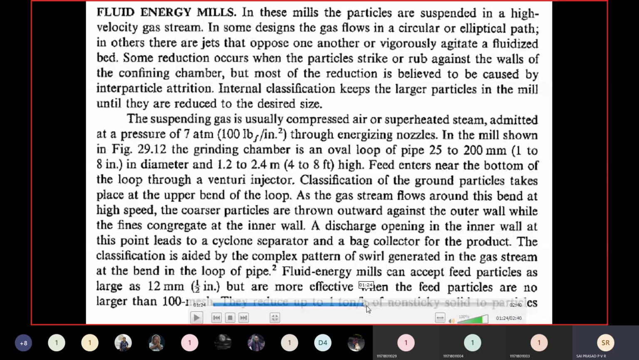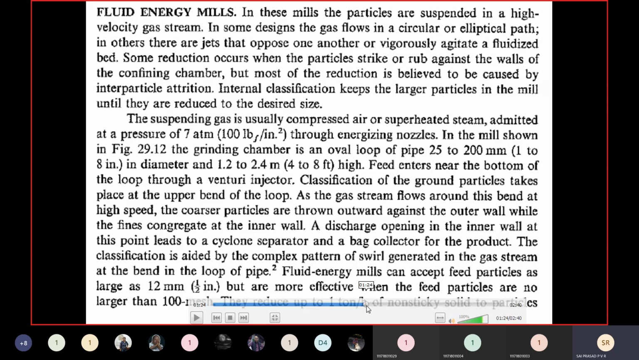Whereas some amount of the size reduction will also take place when these particles, which particles? Heavier particles which are moving along the walls of the confining chamber. They are not allowing the particle to go away. Though the particle size is more, its mass is more, it experiences more centrifugal force, it goes away from the center, but the chamber, the pipeline or the loop or the metal of construction, will not allow it to go out. So hence that is called the confining chamber. So as it is rubbing against the confining chamber, the size reduction will also take place. That fraction is very less when compared to the interparticulate attrition.